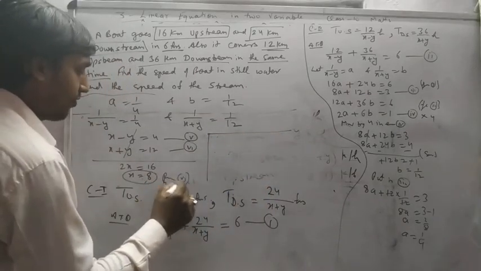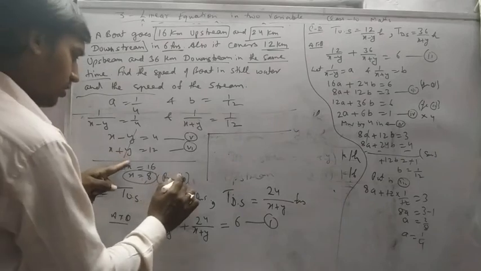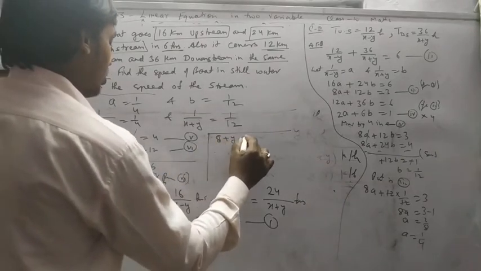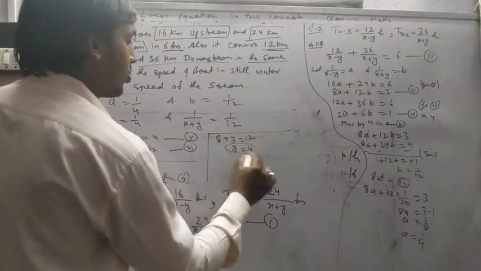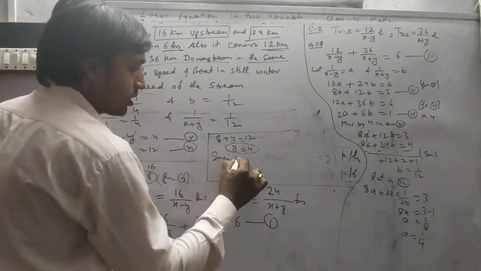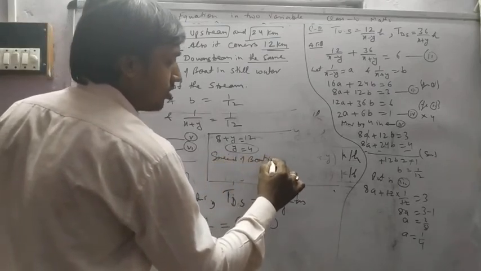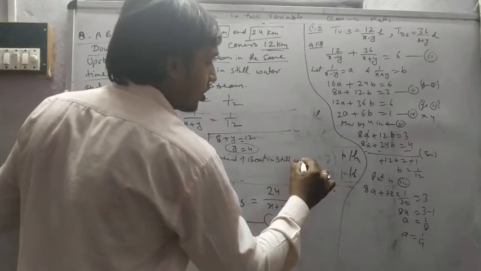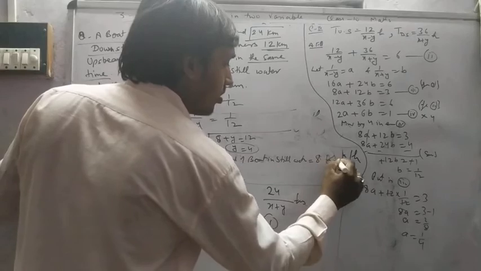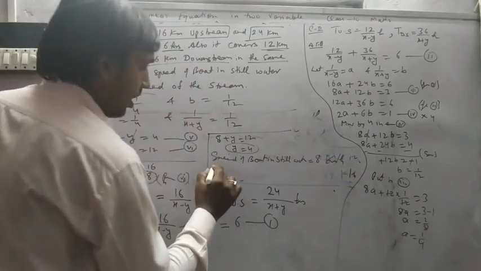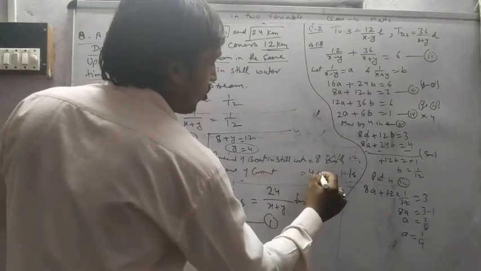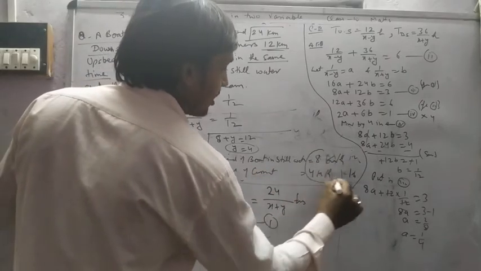Put in 5th. Or put it in 6: 8 plus y is equal to 12, y is equal to 4. Means speed of boat in still water is 8 kilometer per hour and speed of current is 4 kilometer per hour. That's your answer.